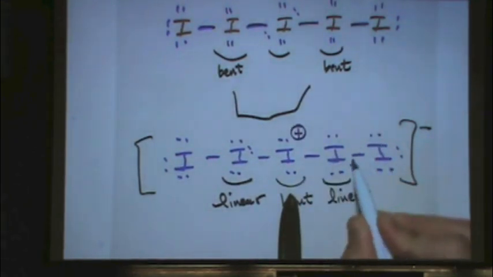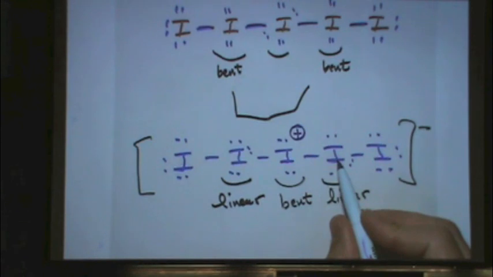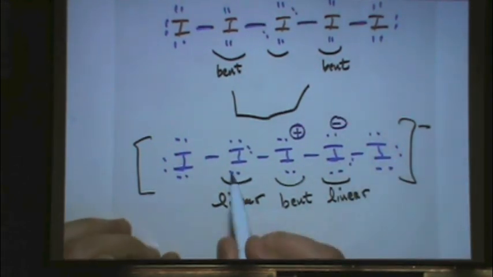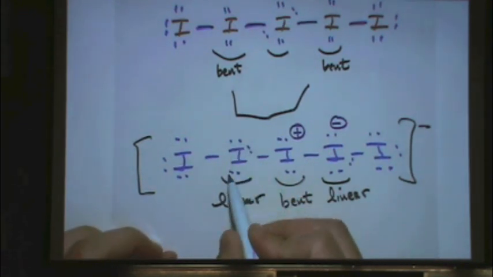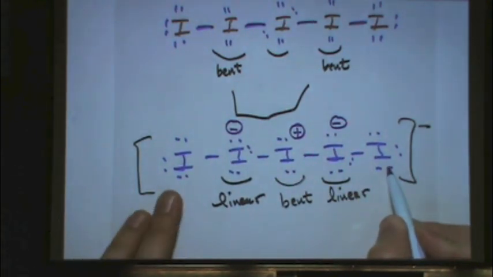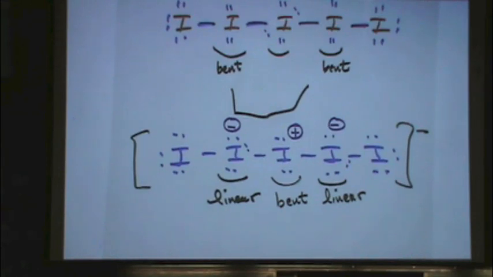+1. What's the formal charge of this one? Make sure by the test you can really do this. You don't have to be able to know it now, of course, but in about 3 days. -1. What's the formal charge of the ends? Either end. Zeros. The sum of the formal charges equals the overall charge. We're good. We got it. This is the final structure for I5 minus.